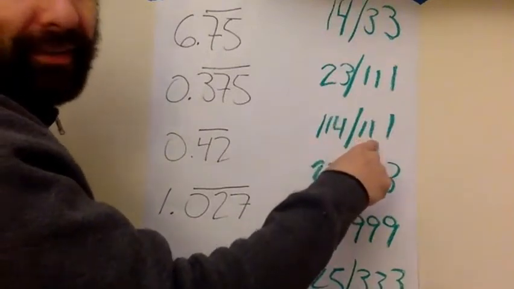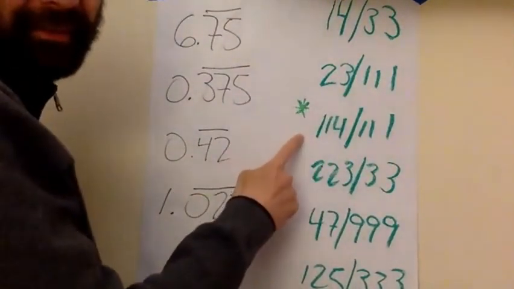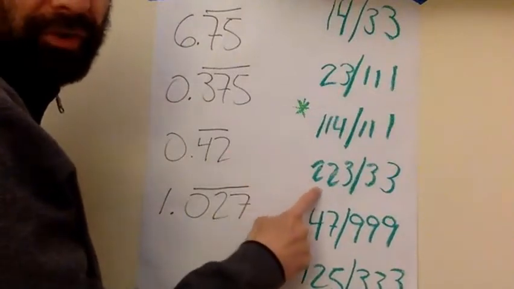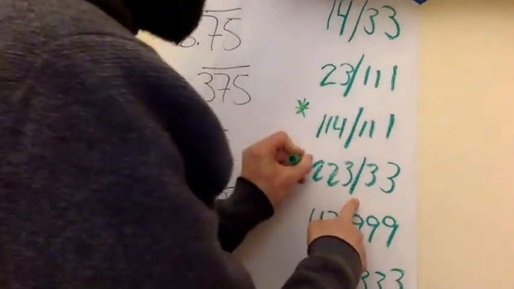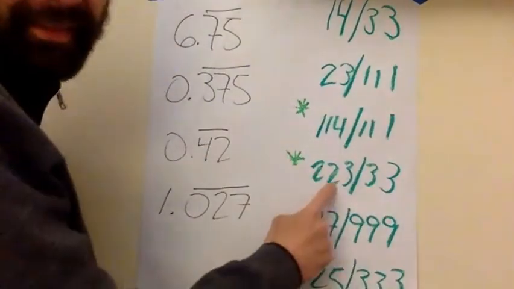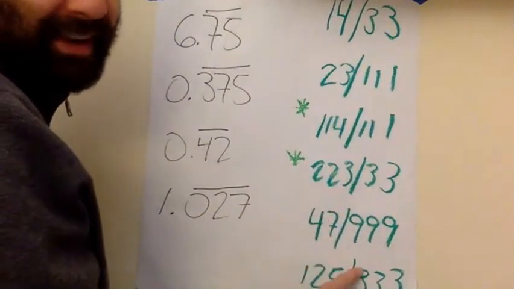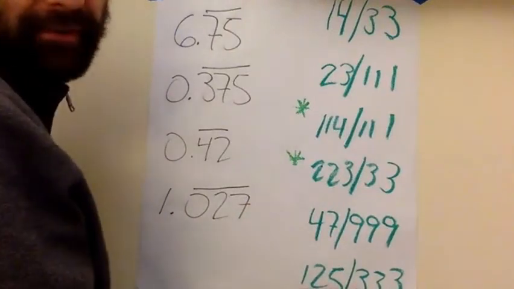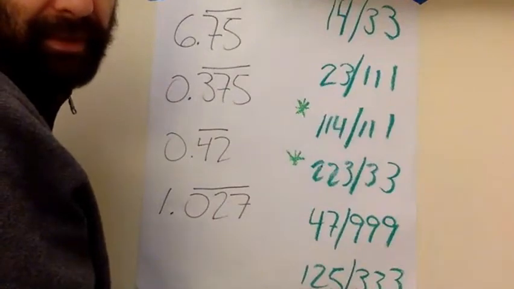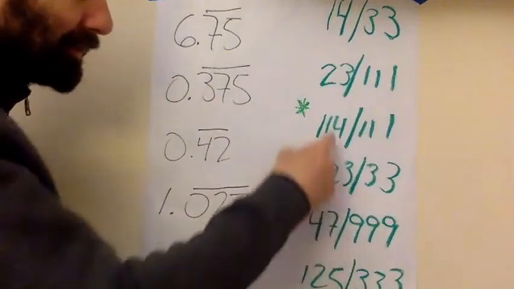114 over 111, that's a little bit more than 1. So that stands out to me. That's a little bit more than 1. 223 over 33, that's a lot more than 1, right? I don't know how many times 33 goes into 223, but I know this is bigger than 1 because it's an improper fraction. Then I look at 47 over 999. I don't know, but that's less than 1. 125 over 33, that's less than 1. So all of these are less than 1, 0 point something, except for these 2.